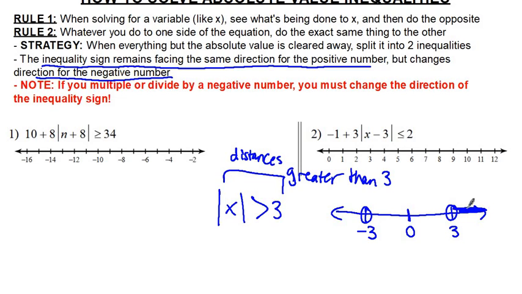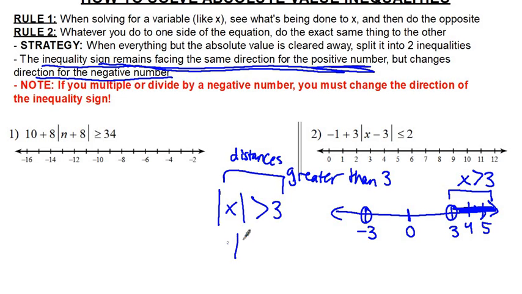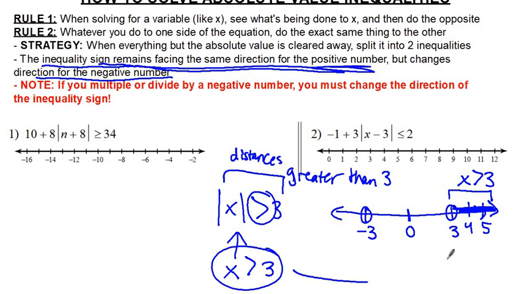If I shade in this direction, that is going to give me distances that are greater than 3. You have 4, you have 5, and so on. Those are all greater than 3. So the way that you could say this using an inequality, you could say x is greater than 3. That's where I'm shading, and that's what this means. It says the inequality sign faces the same direction for the positive number. So I'm taking x, I'm taking 3, and this is facing the same direction. x is greater than 3. That's what this inequality says right here.